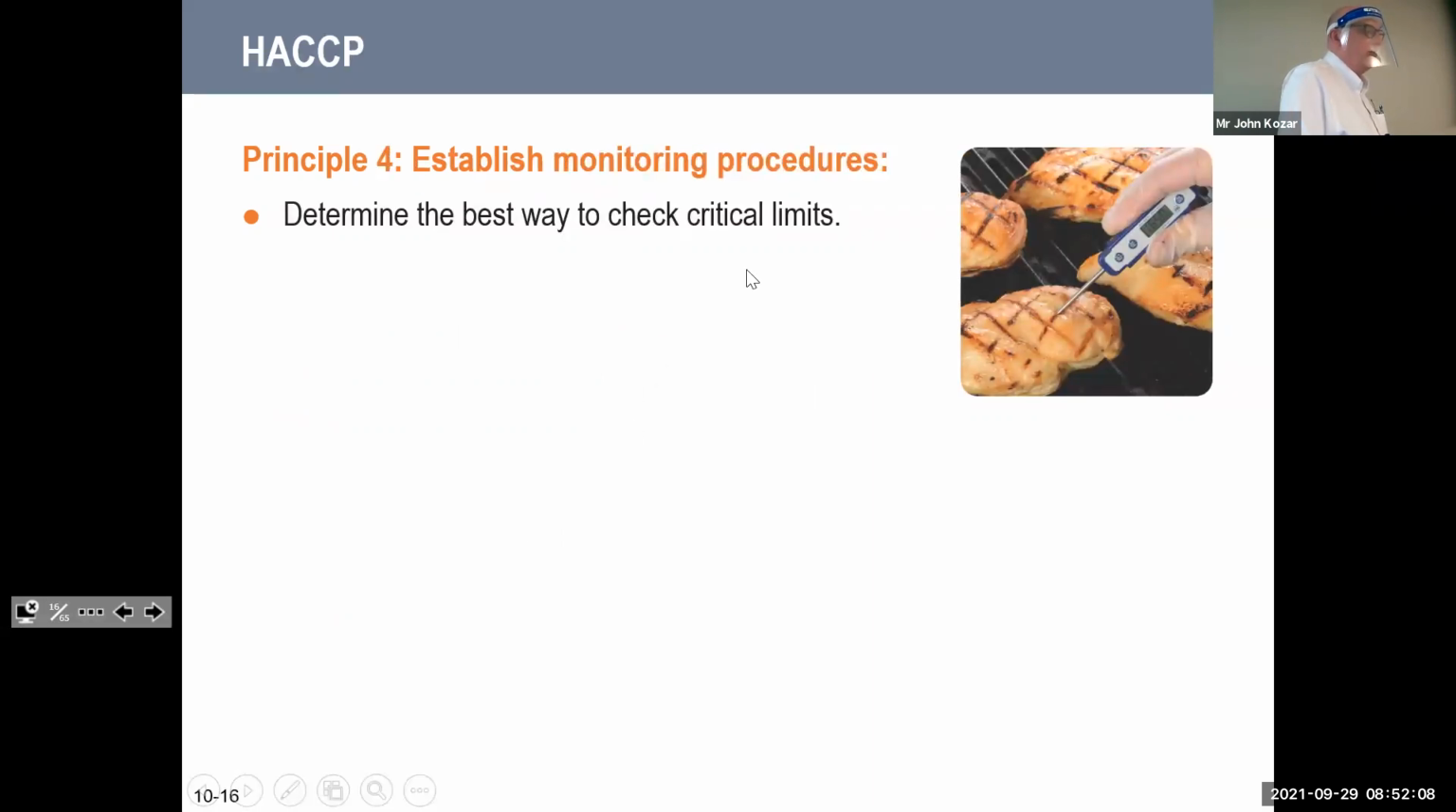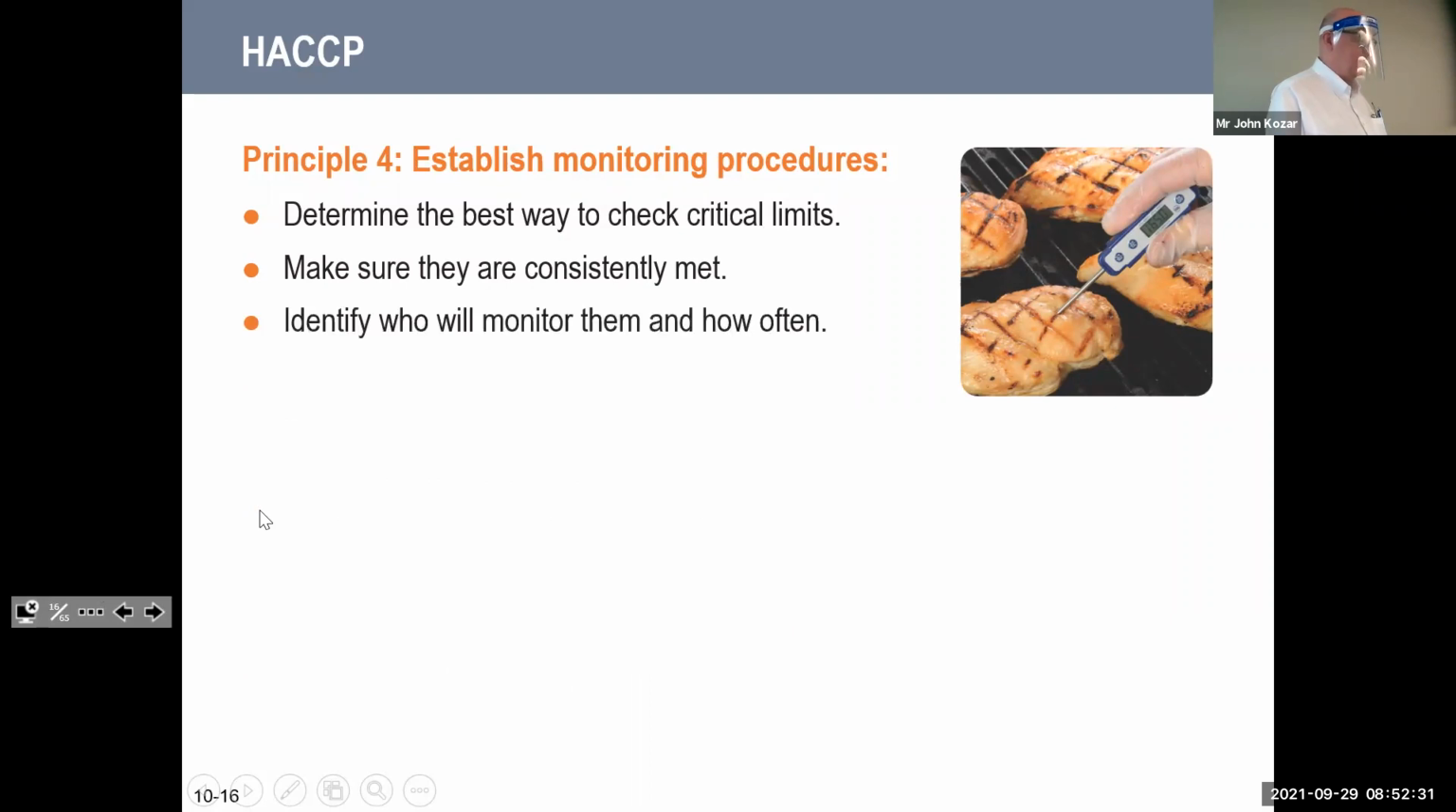Establish monitoring procedures. The best way to check the critical limits: I'm going to have an instant read thermometer where we can get the internal temperature quickly. You'll be doing this next semester in the skills class. Make sure they're consistently met. Identify who it is that's going to monitor the temperatures and how often they're going to do it.